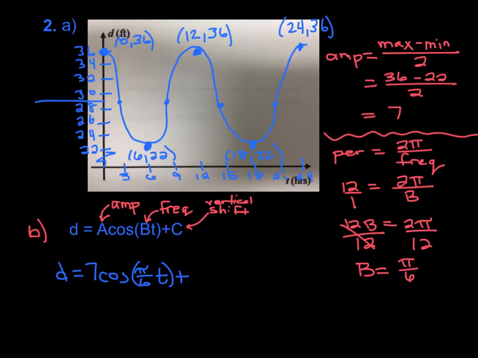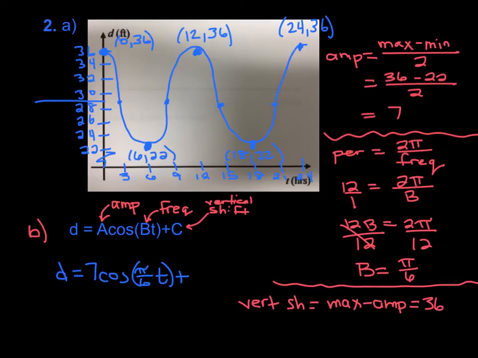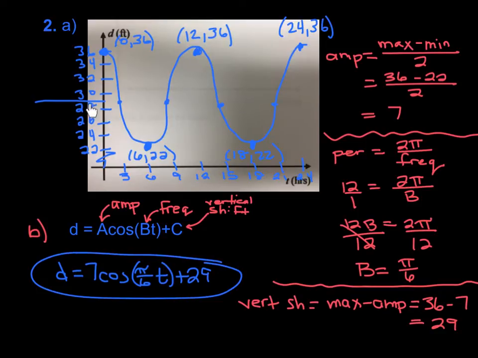And I'm just going to do that using our formula. Let's see, I'll kind of section this off again. For the vertical shift, the formula is just the max value minus the amp. So since our maximum value is 36, and we found the amplitude right here to be 7, 36 minus 7 is 29. So I can replace that for the C in my equation. And keep in mind, we actually found before that the midline here was at y equals 29, so that's always going to match up with your vertical shift.